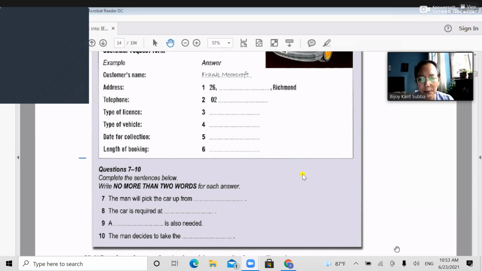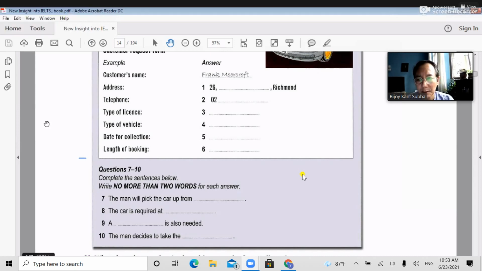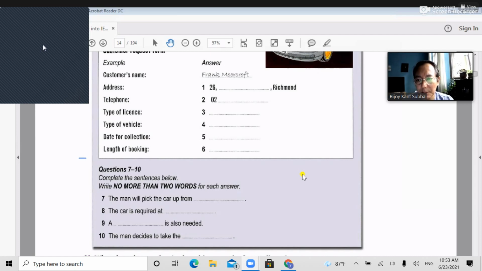Okay, so maybe I can play that part. No problem. Hang on there. Okay, let me just note that on the computer.